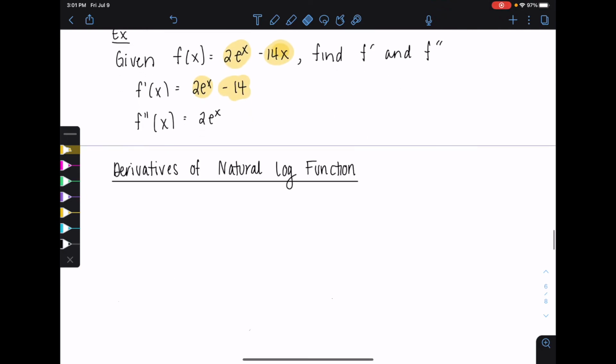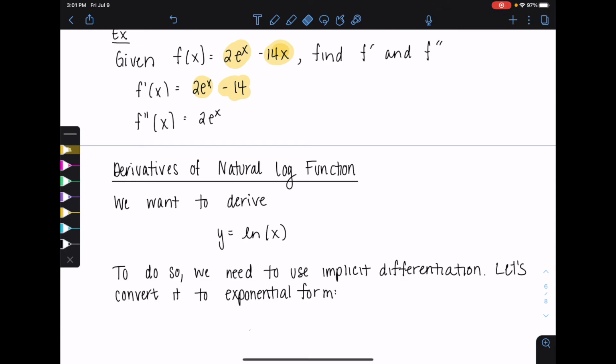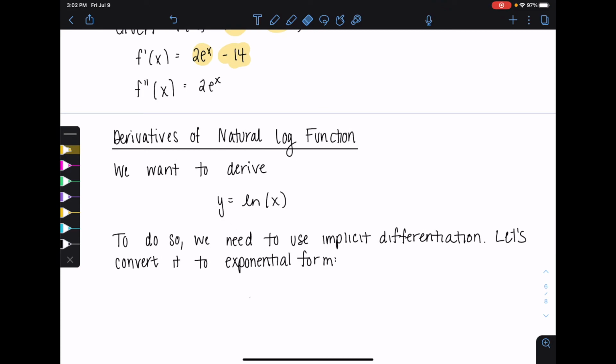All right, so let's go ahead and now utilize this to find the derivative of just the natural log function. And so we want to derive y equals the natural log of x. Problem is that's a lot more complicated to go through. So what we're going to do is actually utilize implicit differentiation. We're going to see how that's helpful for us. So what we want to do is convert to exponential form and then take a derivative that way, knowing the derivative of e to the x is e to the x.